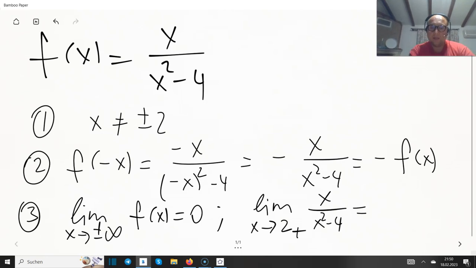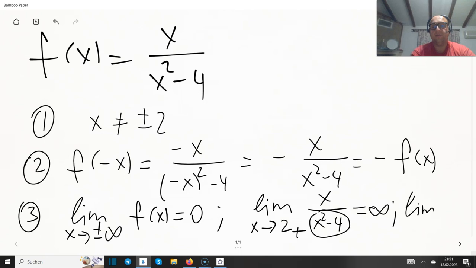Well, you see, we're getting slightly bigger than 2 in the numerator, we're getting slightly bigger than 0 in the denominator. So this is a small positive number. We're dividing a positive number by a very small, tiny positive number. So the result is plus infinity.